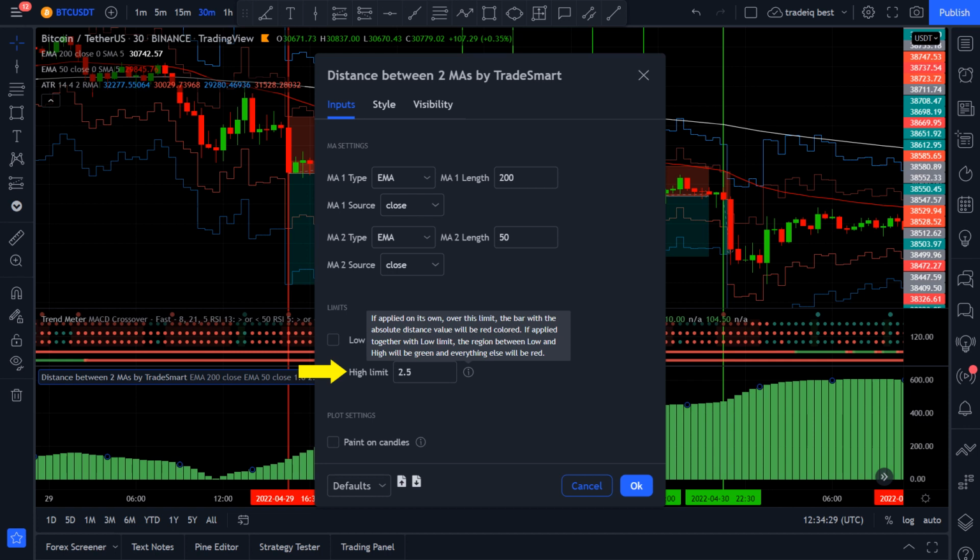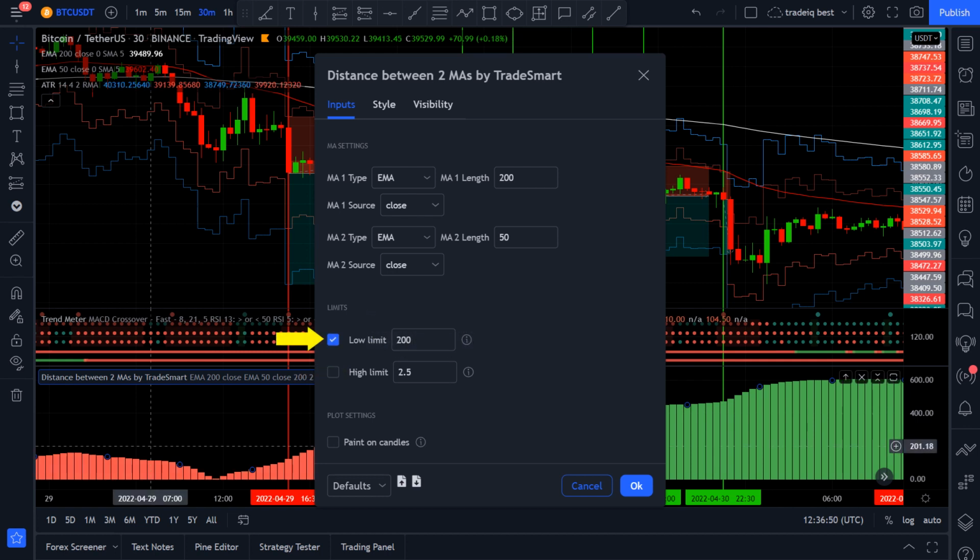On the Bitcoin USDT 30-minute chart, the distance between the two EMAs ranges between 0 and 2500. I think that a 200 value for low limit is reasonable, so let's set it. As you can see, all the distance bars which are below 200 have now been colored red, meaning a no trade zone. On the bottom you have the last option, which is the paint on candles. If this option is enabled, it will paint white every candle that is within the acceptable MA distance range.